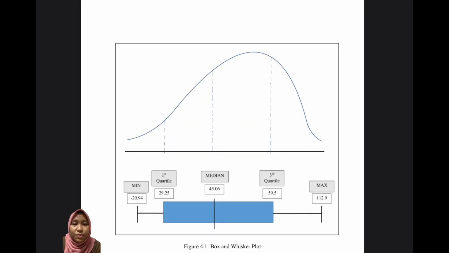So this is our box and whisker plot, and it shows a negatively skewed distribution which is skewed to the left as the left whisker is longer than the right whisker, and the median Q2 is nearer to Q3.